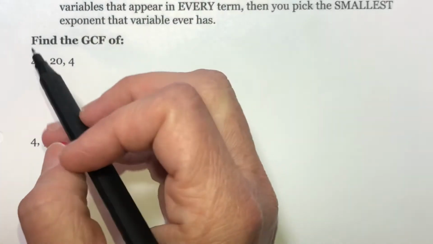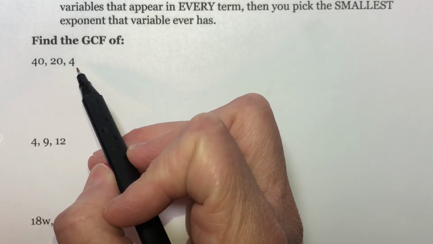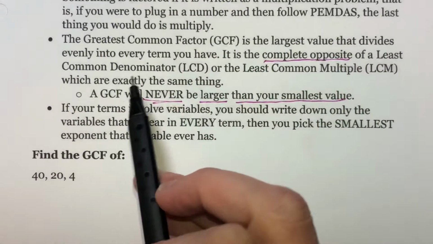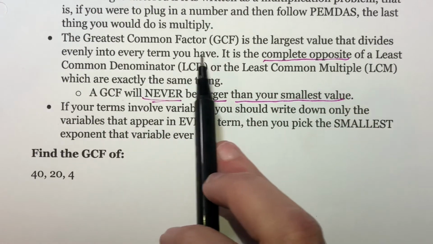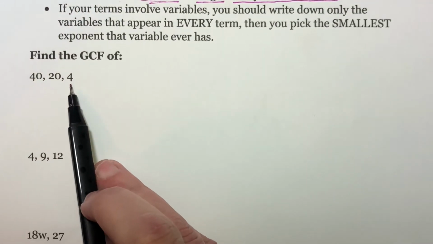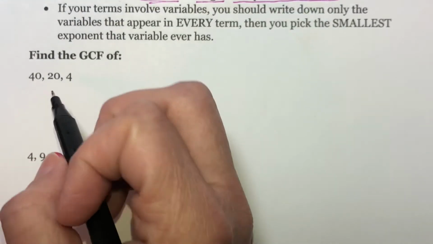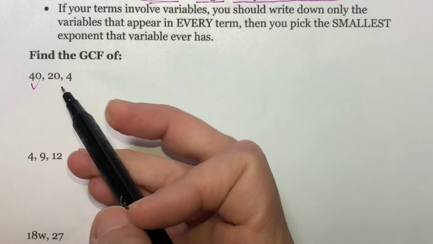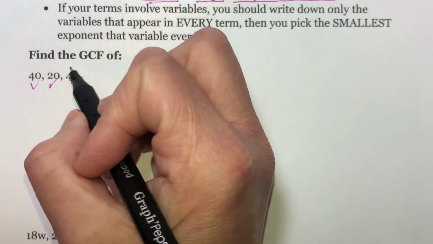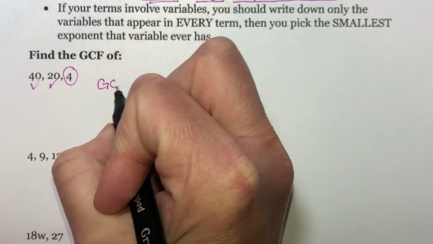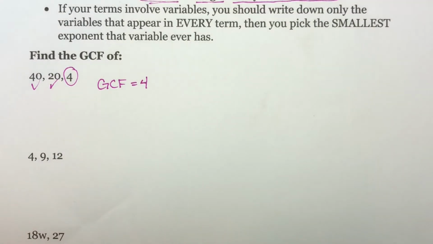If I want to find the GCF of these three numbers, 40, 20, and 4, I am looking for the largest value that divides evenly into every single term you have. What I generally do is I start with my smallest value of 4. Does 4 divide evenly into 40? Yes. Does 4 divide evenly into 20? Yes. 4 also divides into 4. You get a 1 when you do it. So 4 is your GCF.